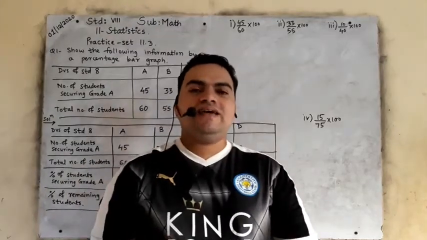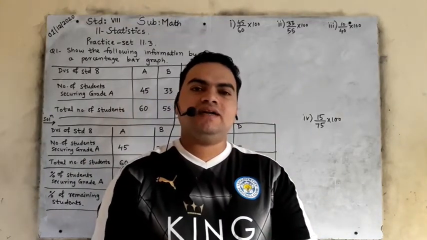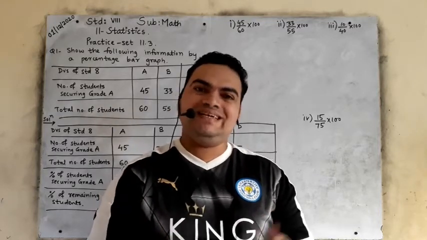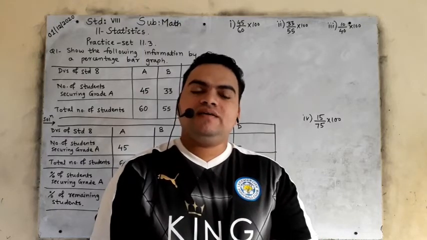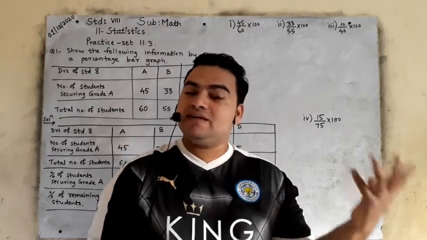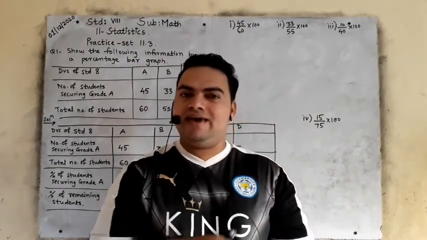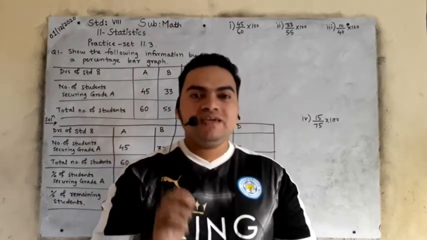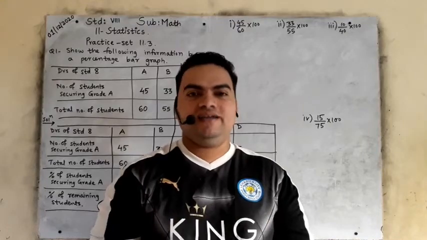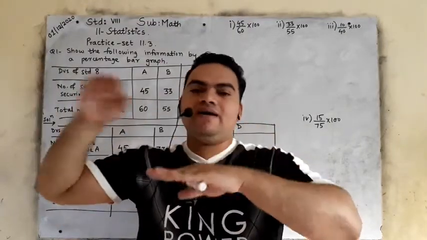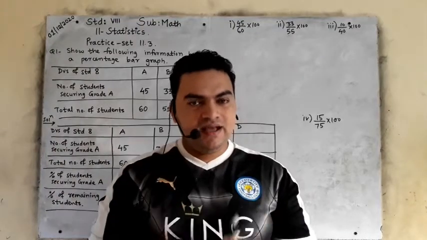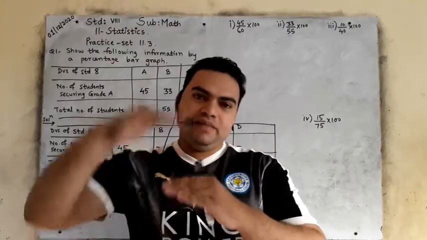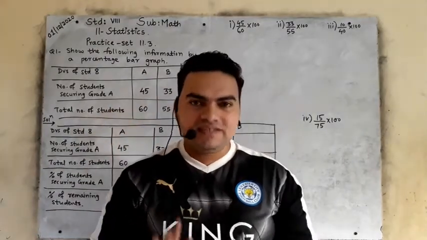So dear students, after the example of percentage bar graph, we will start practice set 11.3, and question number 1 is all about drawing a percentage bar graph. Let me tell you one thing about how you will draw the graph. You will draw the y-axis and x-axis, and all the bars you will draw till 100 only because we take out percentage from 100. Is it clear? So all the heights of the bars will be 100, 100, 100. Then according to the calculation you will fill one part, and the remaining part will be for the other category. Is it clear?